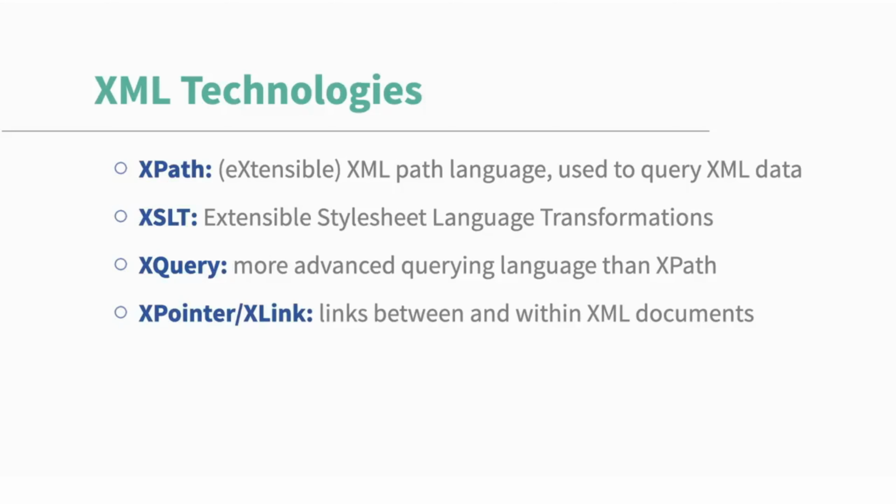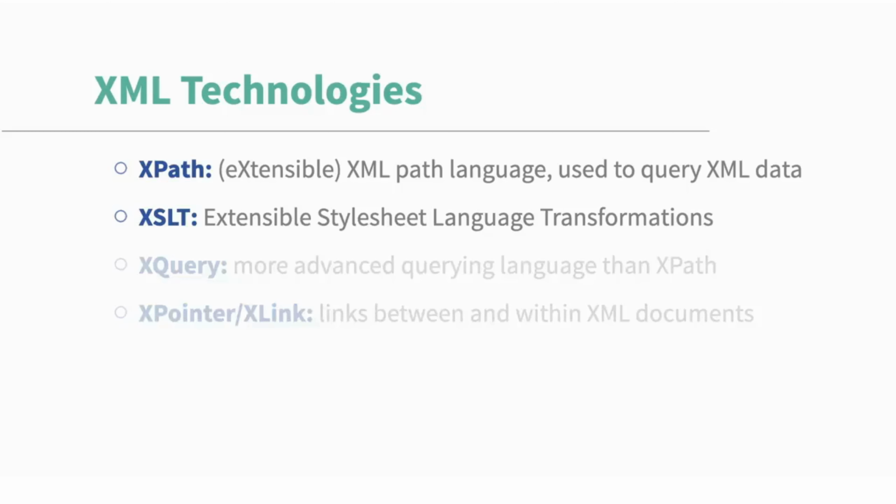Then there's XPointer and XLink. These create links between and within XML documents. And conceptually, you can think of these as similar to the link tag in HTML, but it's just a lot more powerful. Now, those last three, XQuery, XPointer, and XLink, those are fairly advanced, and they could take up an entire course just on their own. So in this course, we're only going to focus on XPath and XSLT, which are in fact the most common, and we will see more of later on in the course.